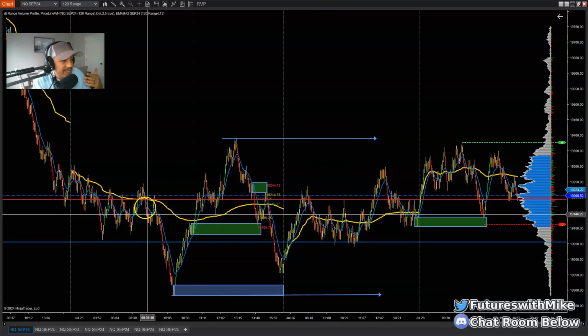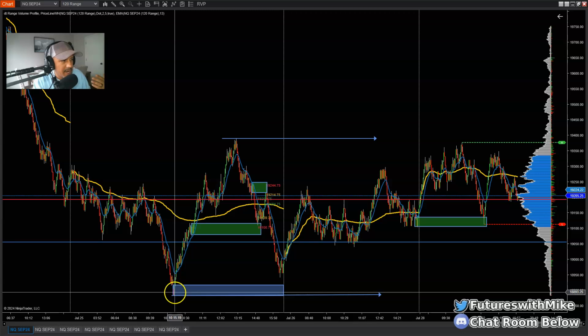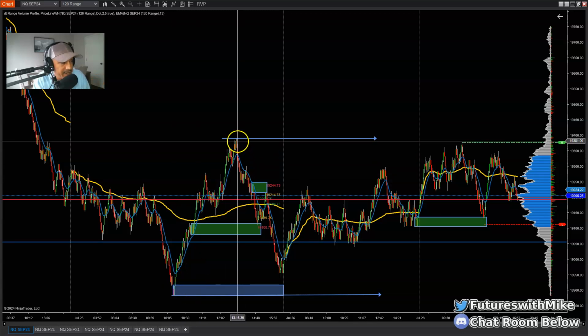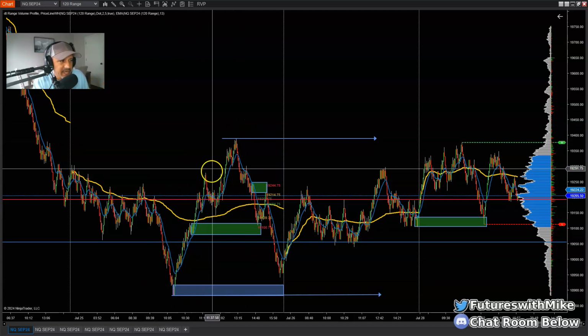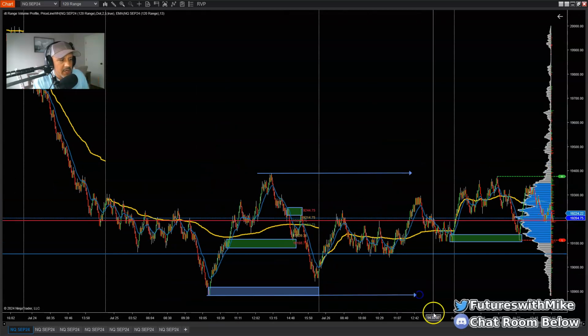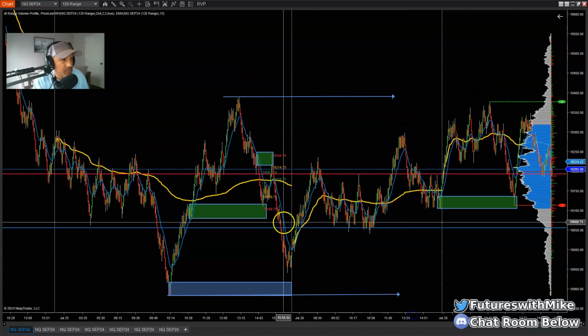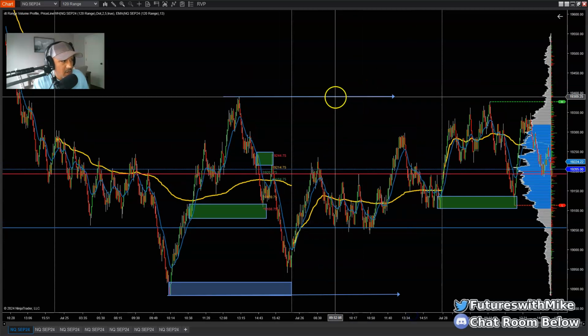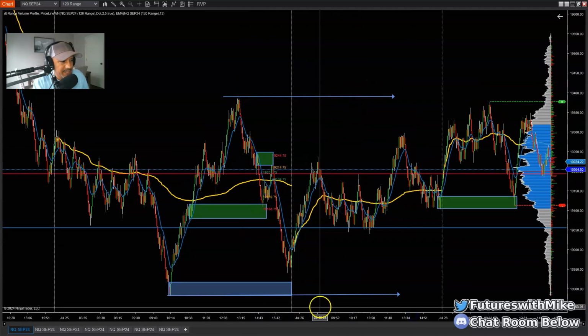Now, with that said, it left this low down here at the bottom, and at the break of structure here, it made this high here. So we have a leg here that we're in between a low and a high. The market's either going to do two things: either it's going to break structure back to the upside, or it's going to break structure back to the downside.